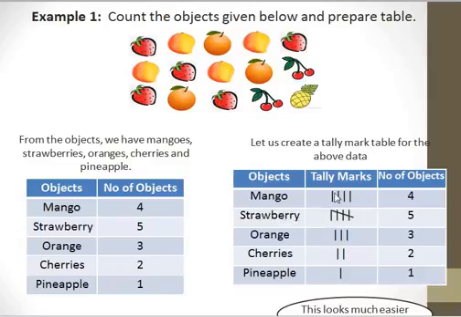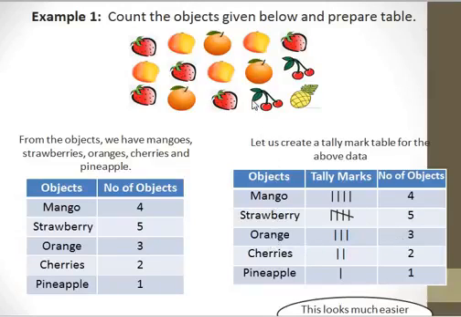Let's see how many strawberries we have here. 1, 2, 3, 4, and 5. How can we represent them with the tally marks? You will start with a vertical line. 1, 2, 3, 4. So there are 4 vertical lines. We said the fifth one should cross them like that. So this is a group of 5.